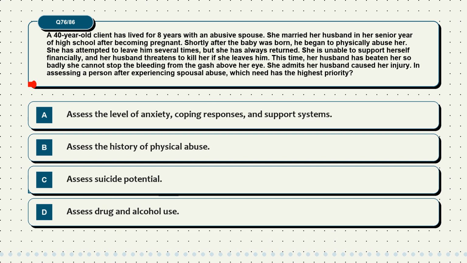Question 76. A 40-year-old client has lived for 8 years with an abusive spouse. She married her husband in her senior year of high school after becoming pregnant.